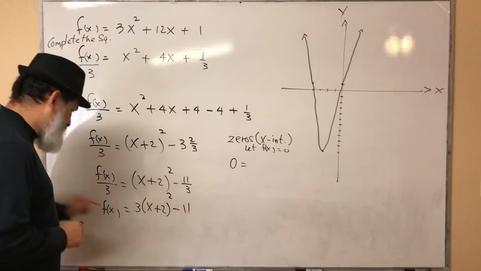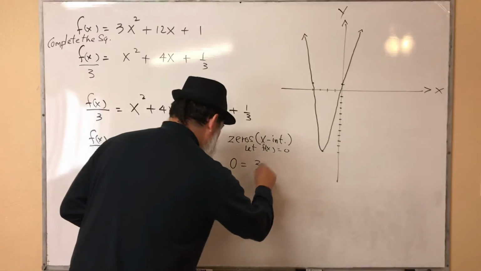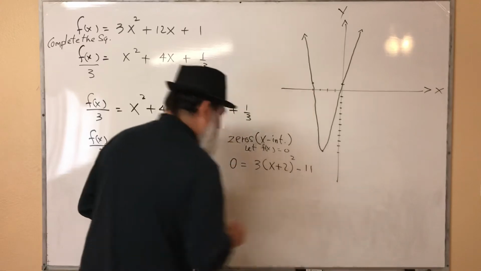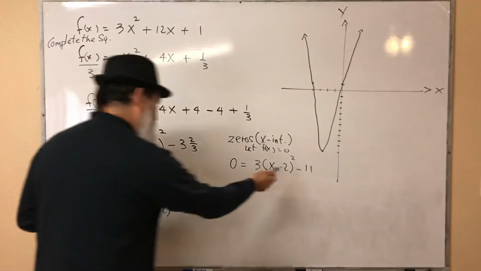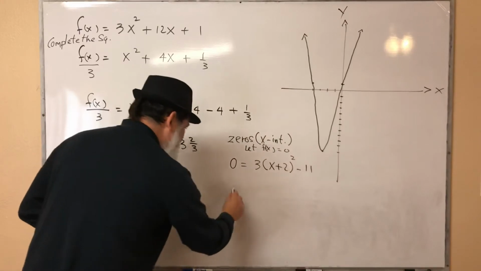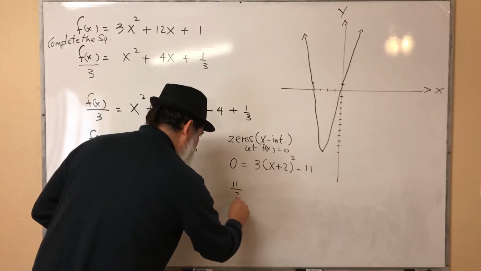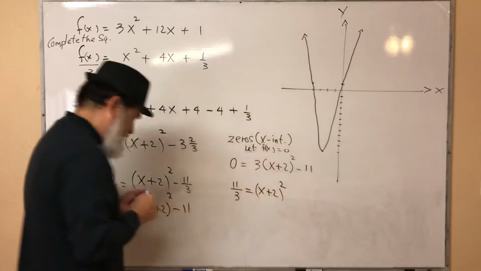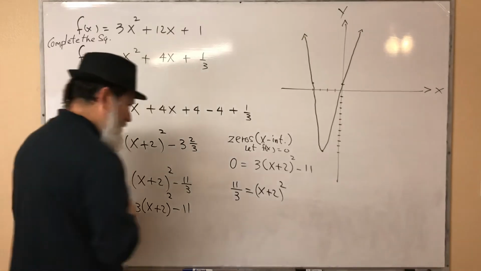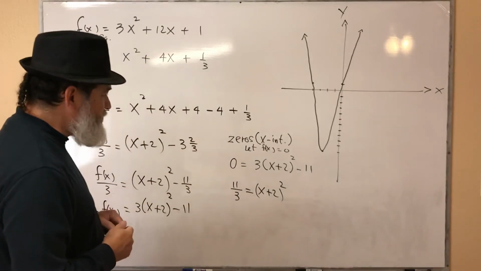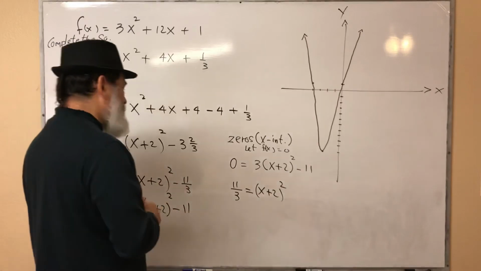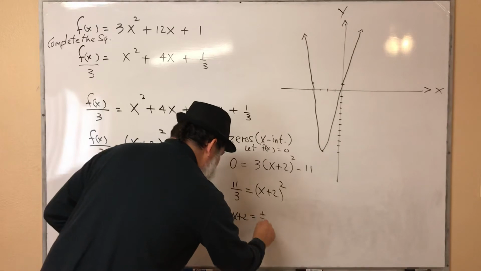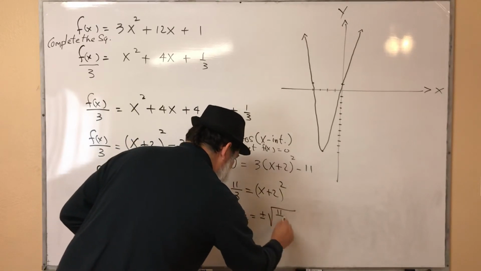So now this is 0. And we have 3 times x plus 2 quantity squared minus 11. Okay. Bring the 11 over, divided by 3. So 11 over 3 equals x plus 2 quantity squared. Okay. All right. Take the square root of both sides. So now x plus 2 equals plus minus the square root of 11 over 3.